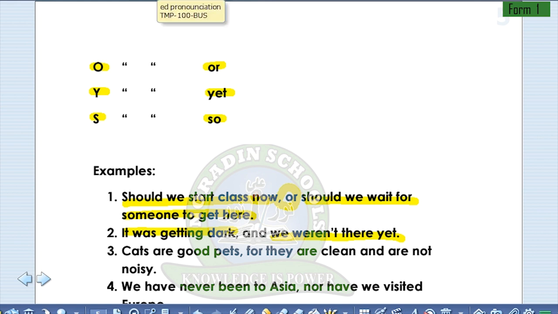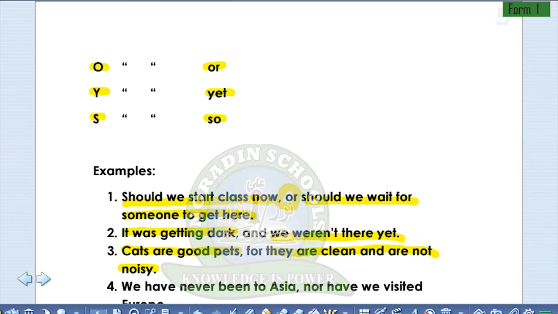The third two sentences. Cats are good pets. They are clean and not noisy. Well, now in these two simple sentences, you have, cats are good pets. That's one simple sentence. The other simple sentence is, they are clean and are not noisy. To join these two simple sentences, you need a comma and a coordinating conjunction. In this case, we take a comma and for.